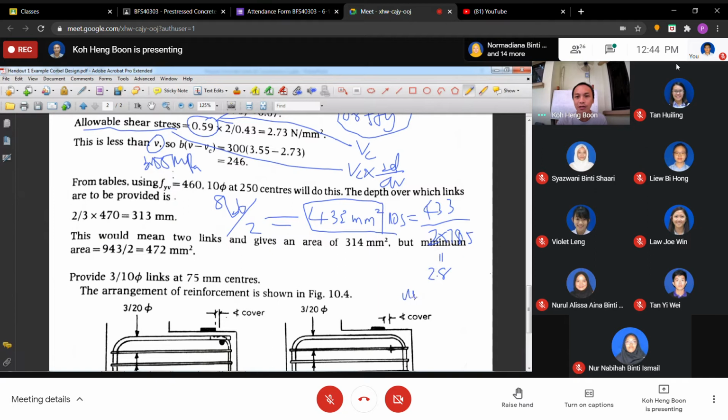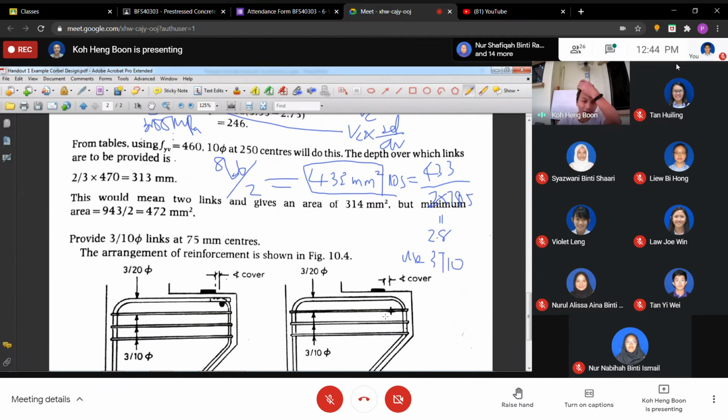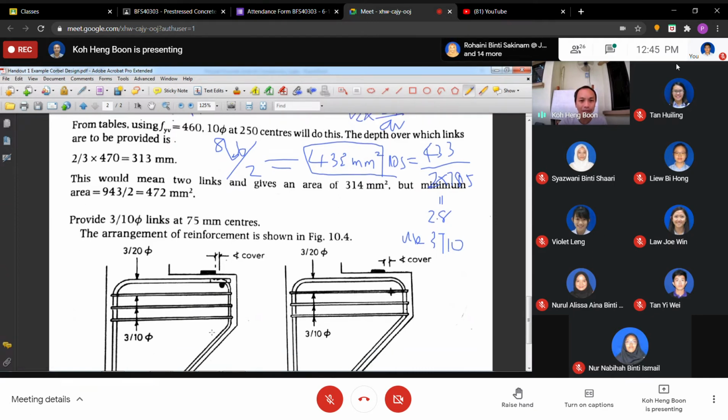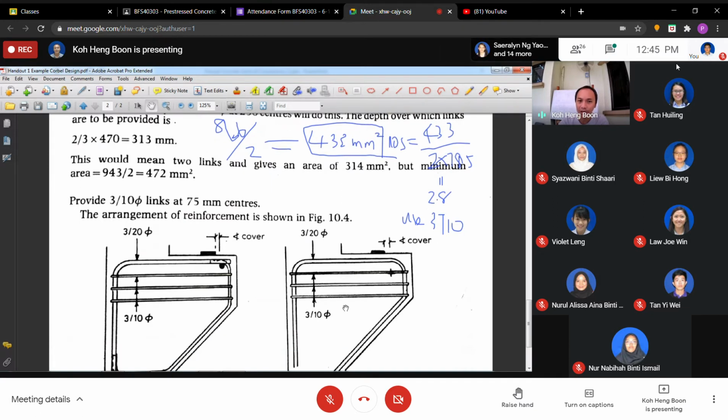Use 3T10. 3R or 3T, either you use T or R also can. You can use R or 3T here. Okay, so this is how you get three numbers here. How you get these three numbers? Okay, this one, three numbers.